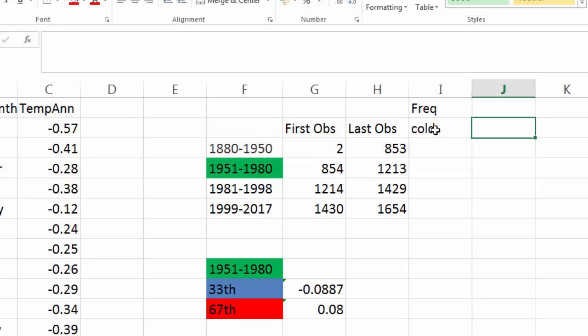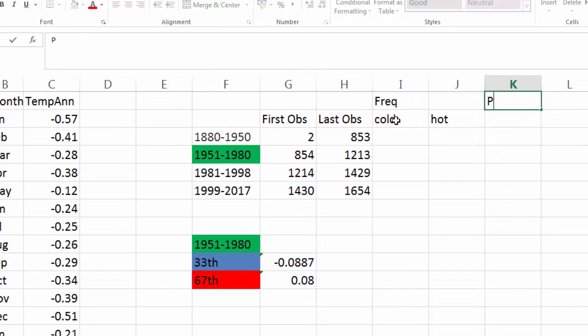So we want to calculate the frequency of cold and hot days for each of these 4 periods, but then we will also calculate a percentage of cold and hot days, so it's easier to compare the periods. So what we want in this cell is the number of monthly observations in the period 1880 to 1950 that is smaller than negative 0.0887.